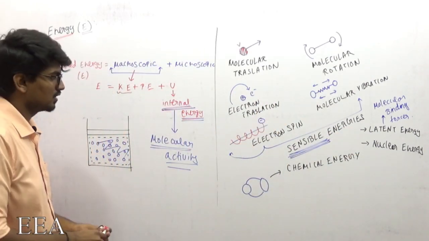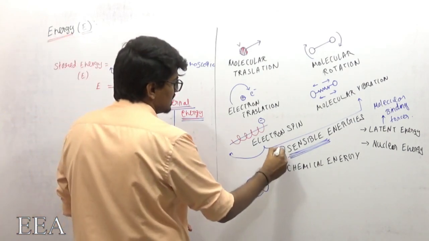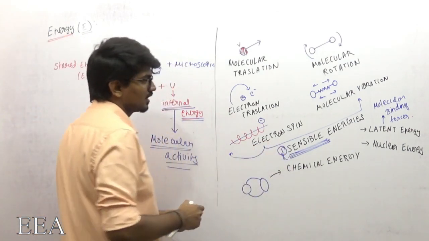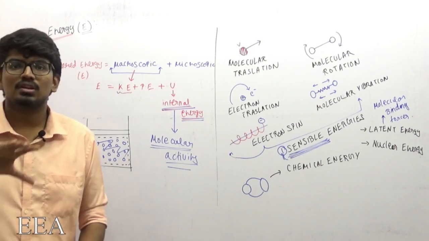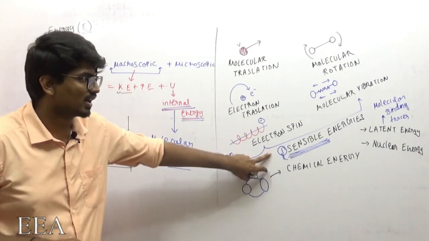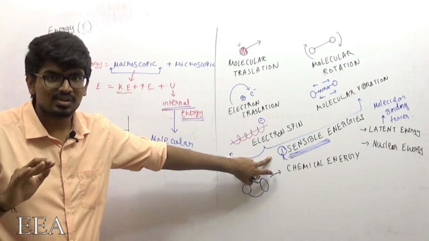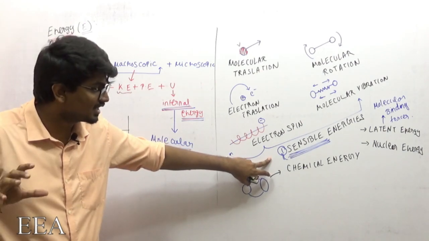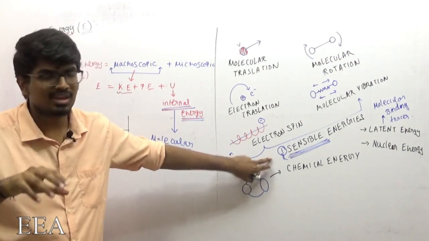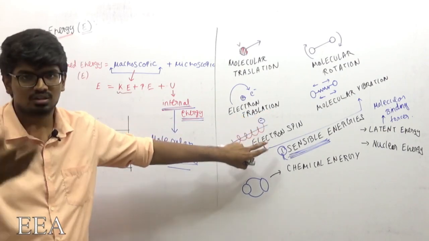Now this is the first classification which we are seeing. As I said, the sum of all the molecular energies is internal energy. This is one. And what is sensible energy? Sensible energies are nothing but the energies associated with the motion of the molecule, maybe vibration, maybe rotation, maybe translation, or whatever it is.